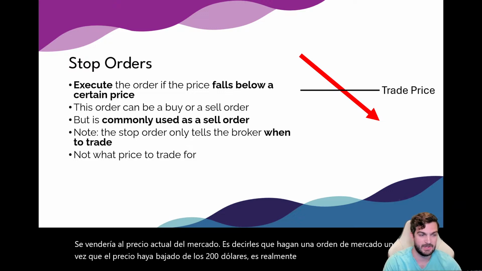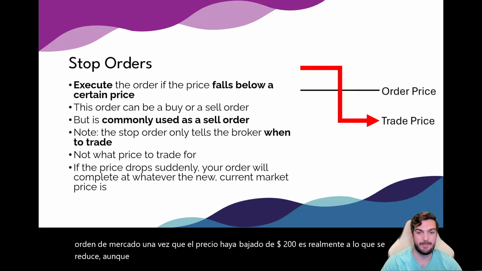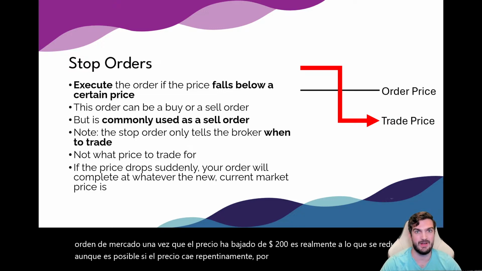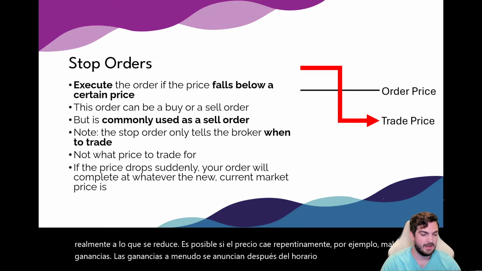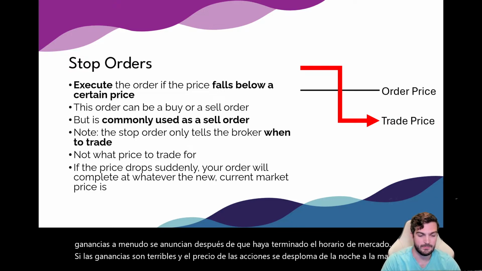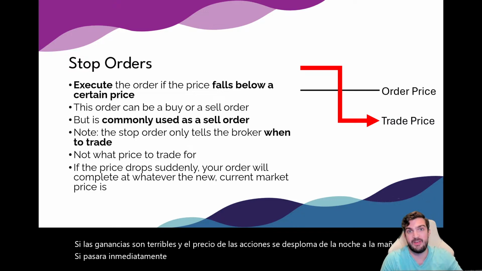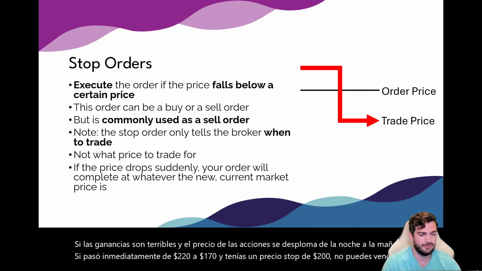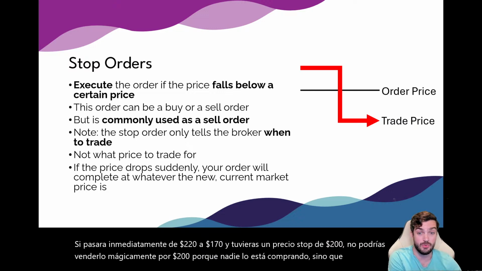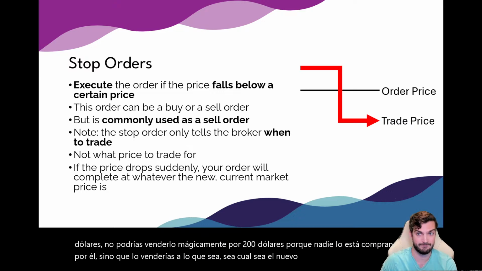So it's possible if the price drops suddenly. For example, bad earnings. Earnings are often announced after market hours have ended. If earnings are terrible and the stock's price plummets overnight, if it went immediately from $220 to $170 and you had a stop price at $200, you don't magically get to sell it for $200 because no one's buying it for that. Instead, you would sell it at whatever the new current market price is.